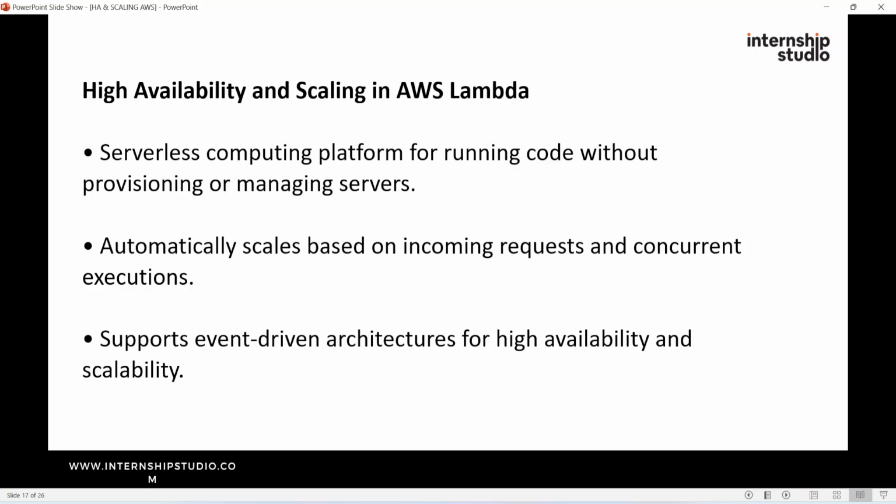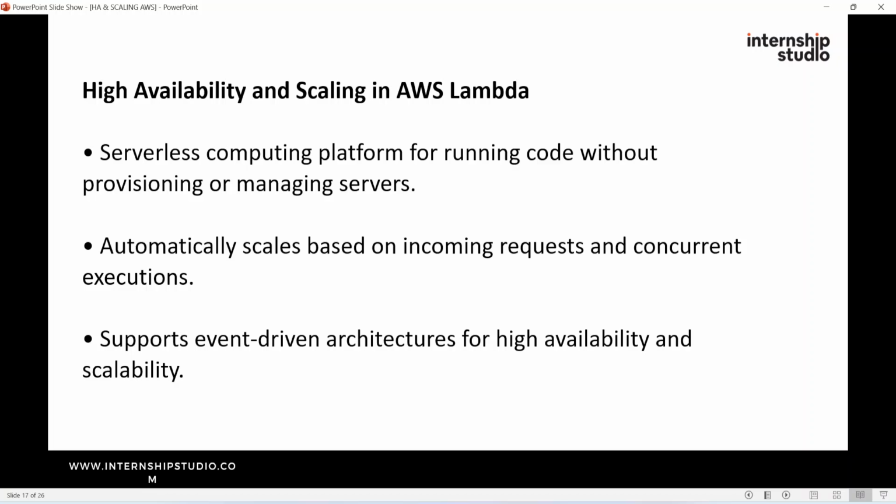Next, we should see high availability and scaling in AWS Lambda. Lambda is a serverless computing platform for running code without provisioning or managing servers. Here companies just need to worry about the business logic, not the underlying infrastructure. Serverless means you are not managing the server, but there is a server running underneath. It's just an industry buzzword meaning you are not managing the servers with your own hands. You just run the code on the managed platform, and everything is taken care of for the application.